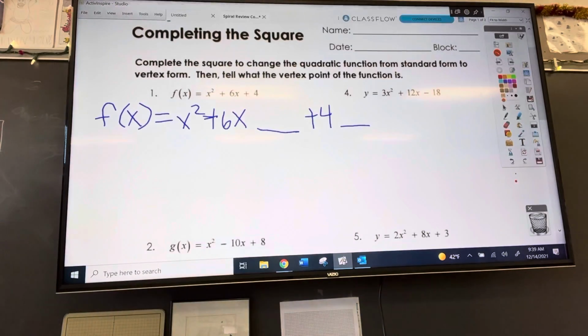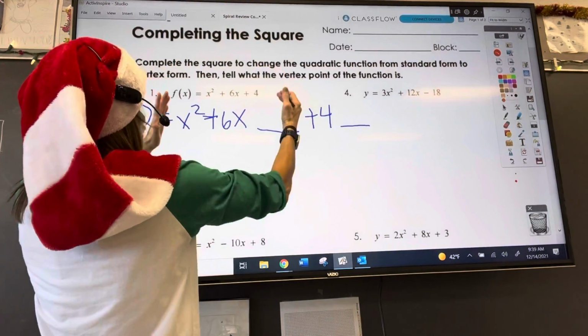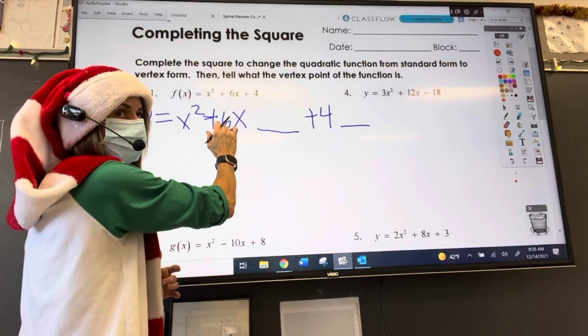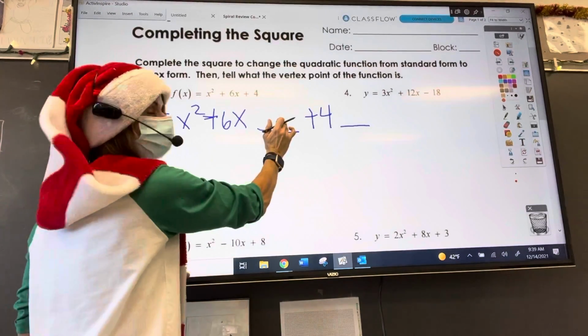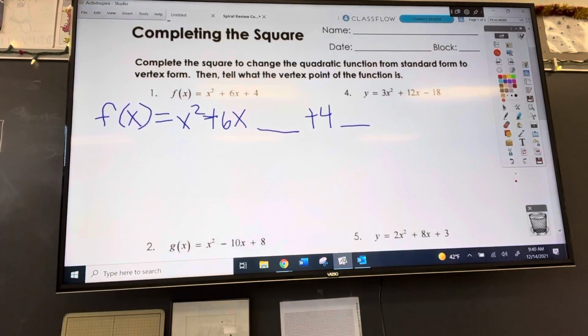Okay, so what we're going to do is make this into a perfect square. So we're going to take half of b, which is 3, and then we're going to square it, and that's the number we're going to need here. So half of 6 is 3, squared is 9. Actually, I need a different color there.